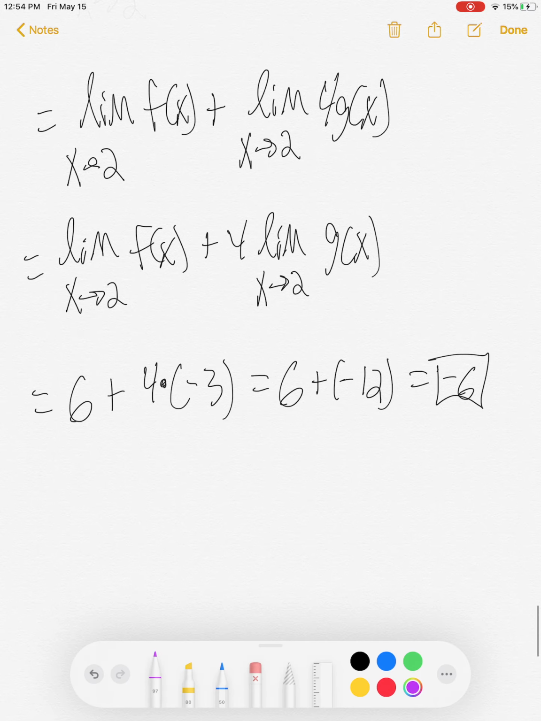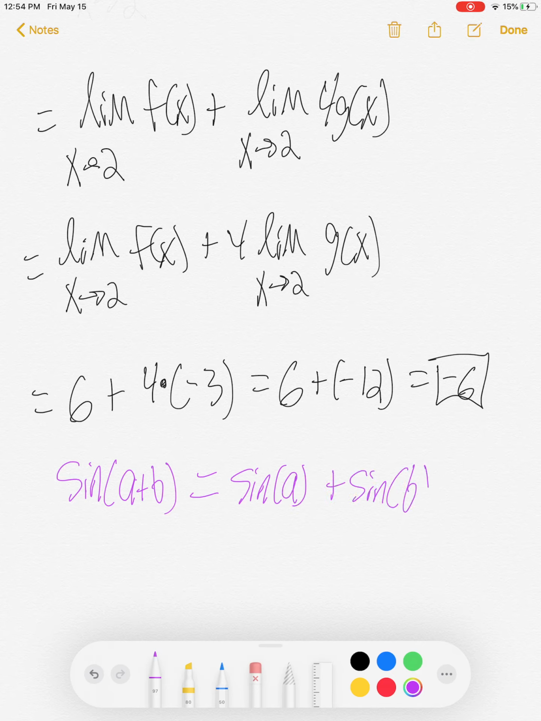You know where I'm going with this. Is it true that sine of a plus b equals sine of a plus sine of b? Absolutely not. So again, this is something special about limits, which we love. Limits, you guys are indeed lit. Certified lit. AP lit.